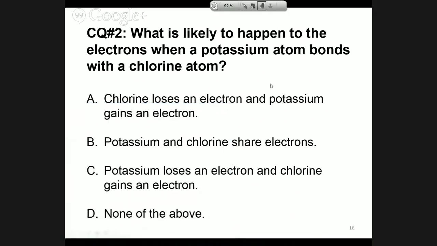Now, to some extent, this question seems to require you to know something about potassium. But really, we just looked at chlorine. So based on what we saw before, you should be able to see that chlorine, again, just has one spot. And so it's going to gain the electron that potassium loses.